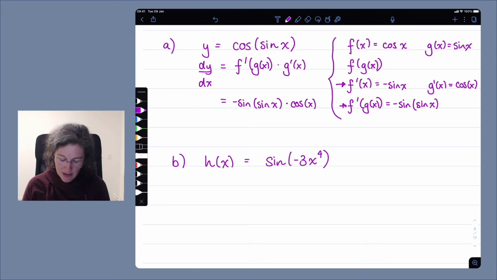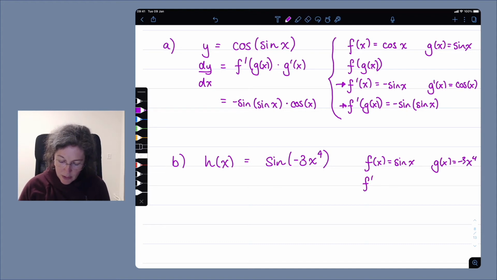Okay, so I've got h of x here. It's sine of minus 3x to the 4. So let's break this down into a composite function. So I need my outer function, which is sine. So I've got my f of x is equal to sine of x. And my inner function, g of x, is minus 3x to the 4.